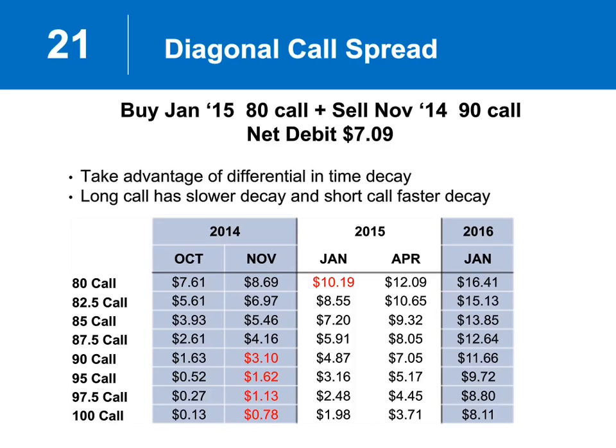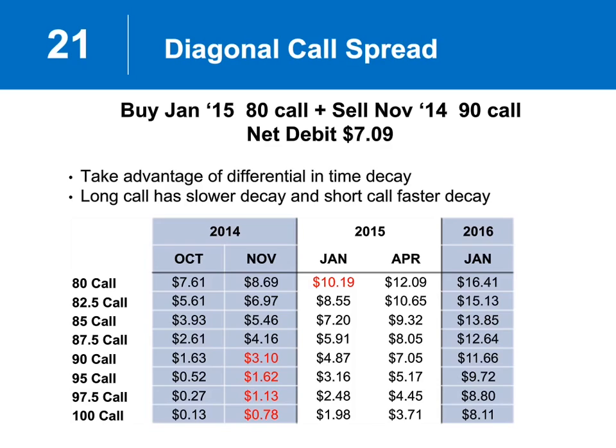I selected a $10 diagonal call spread. I'm buying January 2015 $80 call, and I'm selling a November 2014 $90 call. As you can see, the January 2015 $80 call is worth approximately $10.19. The $90 call is worth approximately $3.10. Quick note, these prices are theoretical. We could say they're the midpoint between the bid and the ask.